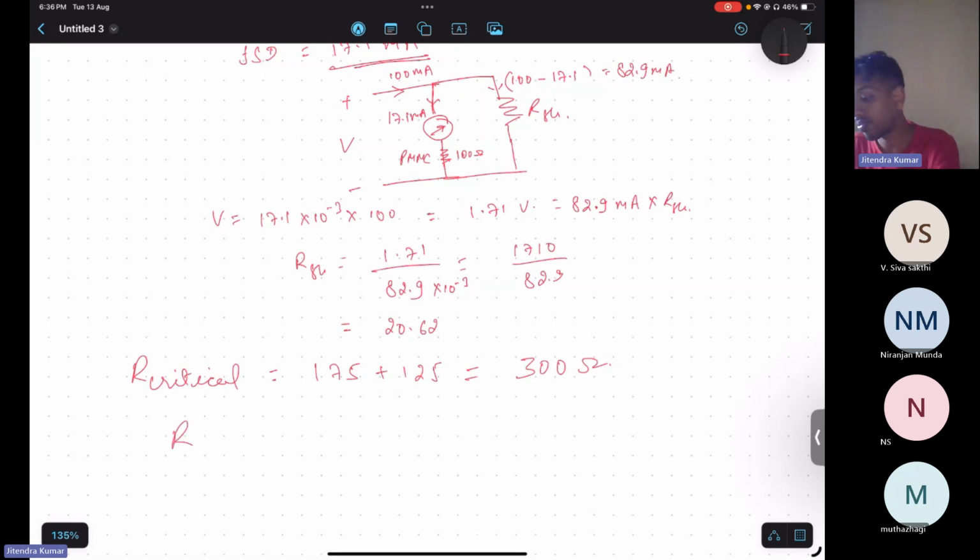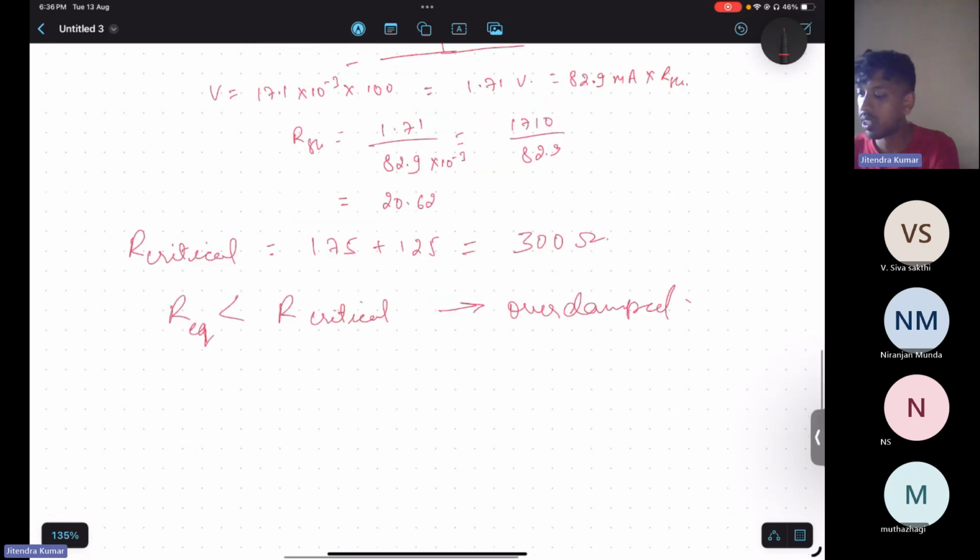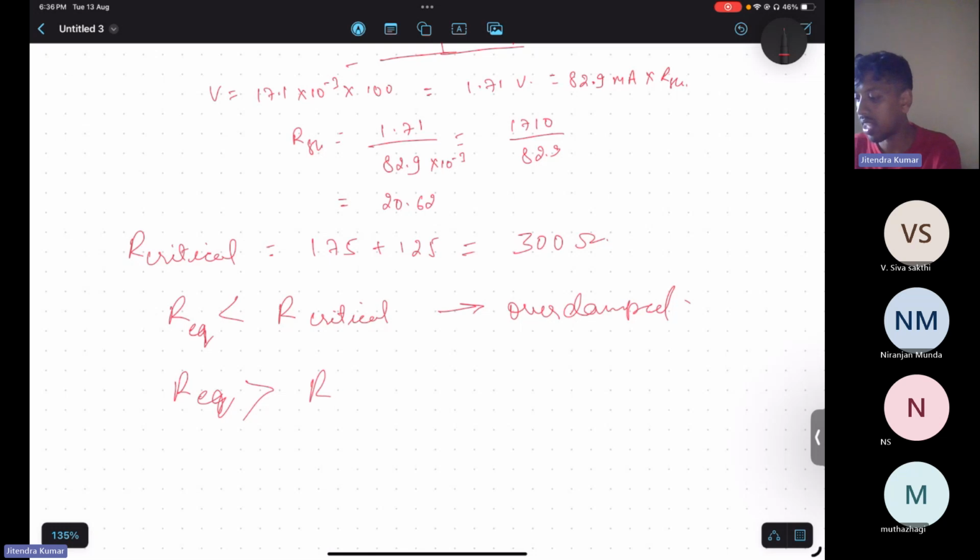If R is less than R critical, it will give which condition? R equivalent will be less than R critical. Which condition will the system, or this emitter, exhibit? It will exhibit overdamped oscillation. And vice versa. If it is higher than R critical, it will be underdamped.